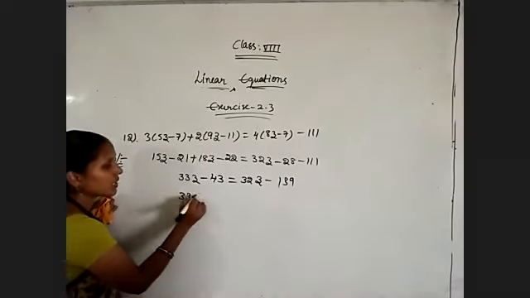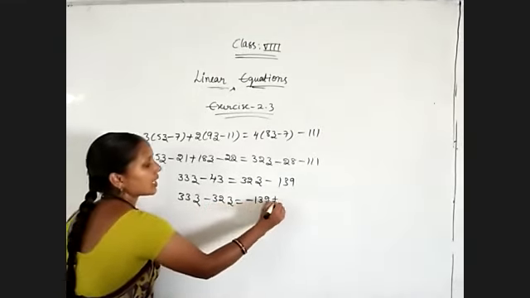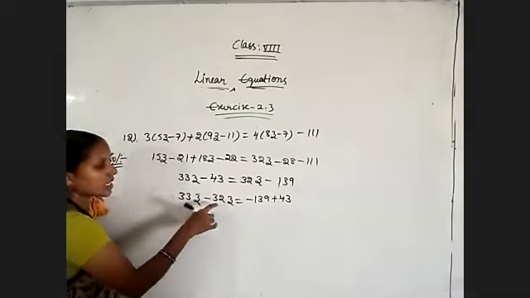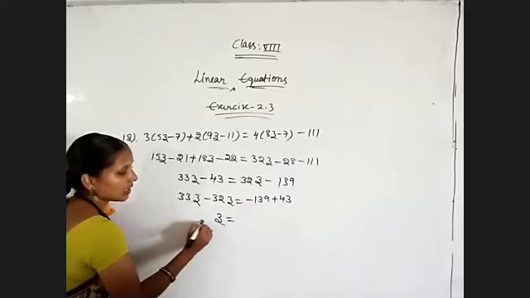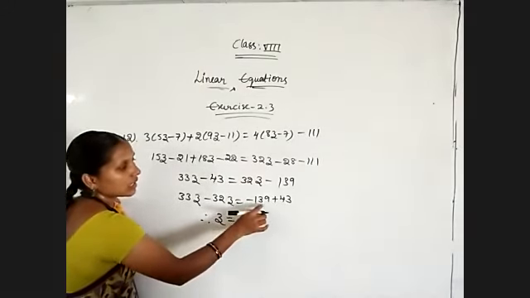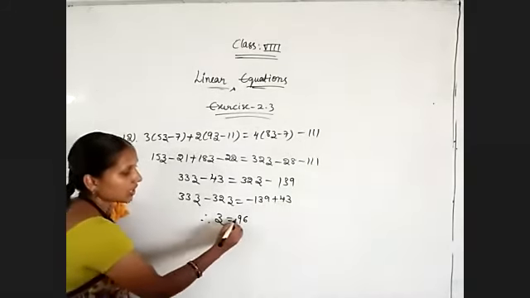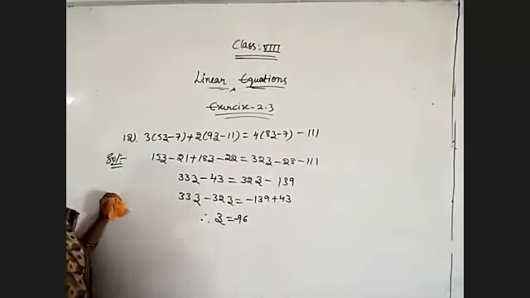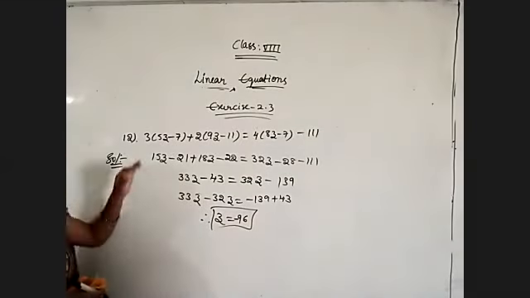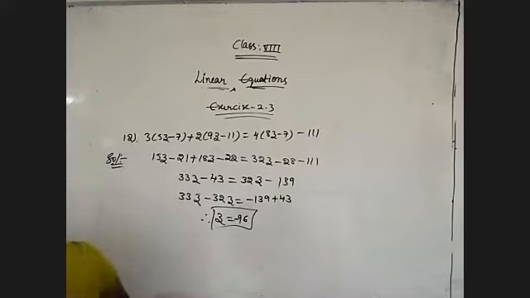Bring the z terms to one side. 33z minus 32z is equal to minus 139 plus 43. Minus 43 by taking that side, plus 43. So 33 minus 32, only one z, that is z is equal to, minus value is more. So 9 minus 3 is 6. 13 minus 4 is 9. Okay. Because it is having a minus sign, so minus 96. Okay. So like that you need to simplify, and whether it is correct or not, check by taking LHS and RHS. Okay. Now coming to the another question.